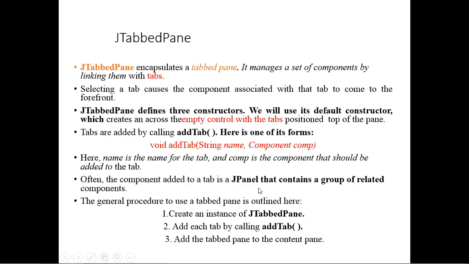Fine. And JPanel contains a group of related components. So whatever components you are adding to your tab, that contains all the group of related components in a JPanel. And the procedure to use a tab pane: the first point is creating an instance of JTabbedPane and add each tab by calling addTab. Using this addTab method, you can add each tab. And add the tab pane to the content pane.